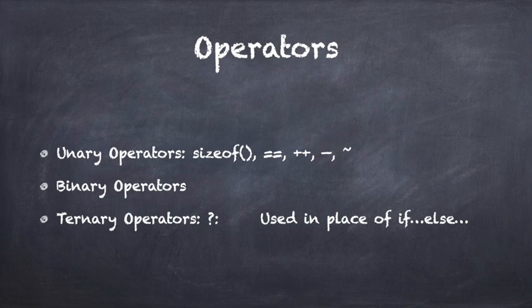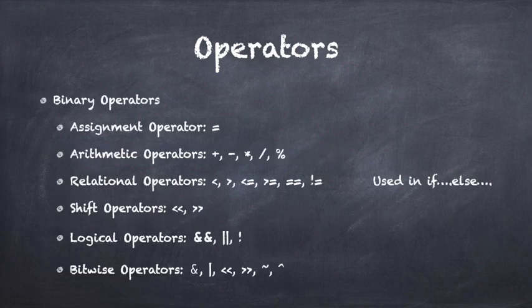Coming to the ternary operators, we have got one ternary operator in C, which is mostly used in the case of if-else combination of statements. So when we learn about branching statements, we will talk about the ternary operator. After this, we have got the binary operators. Now when we talk about the binary operators, there are quite a few. The first one in the list is the assignment operator, the equals sign.